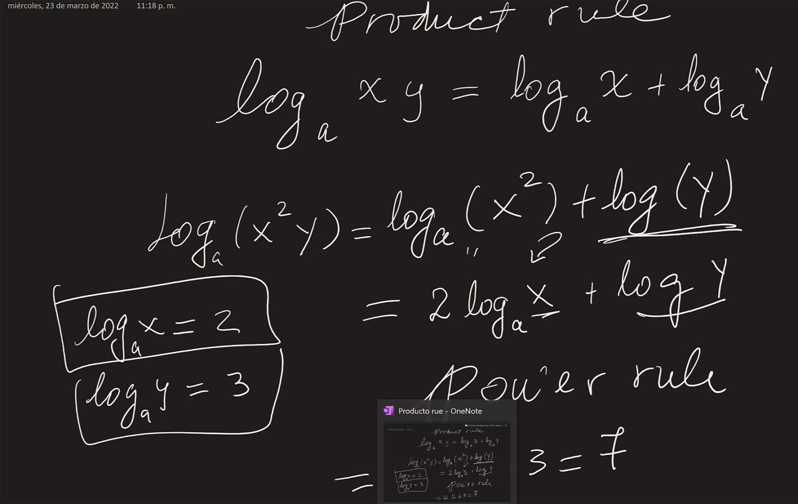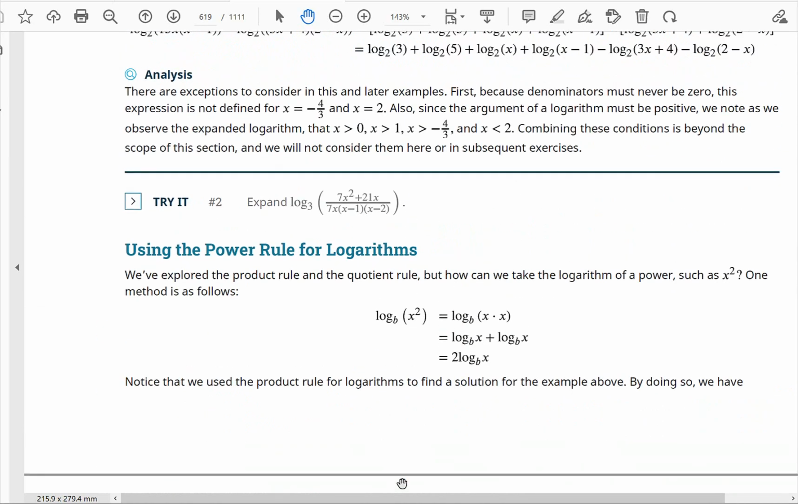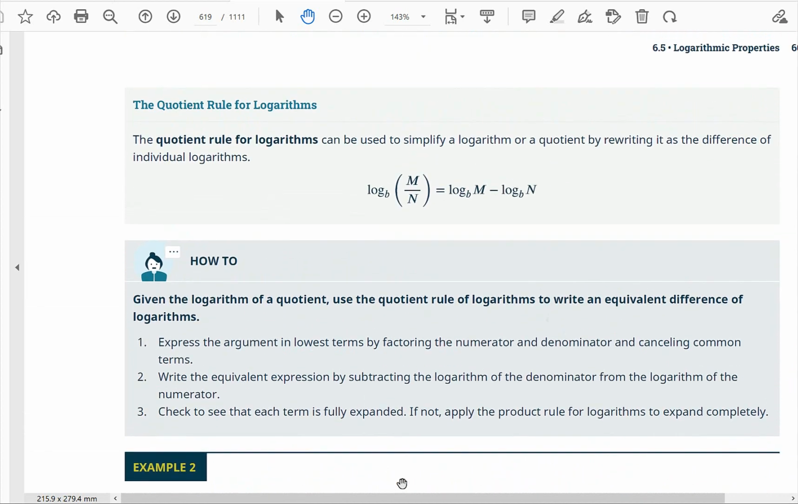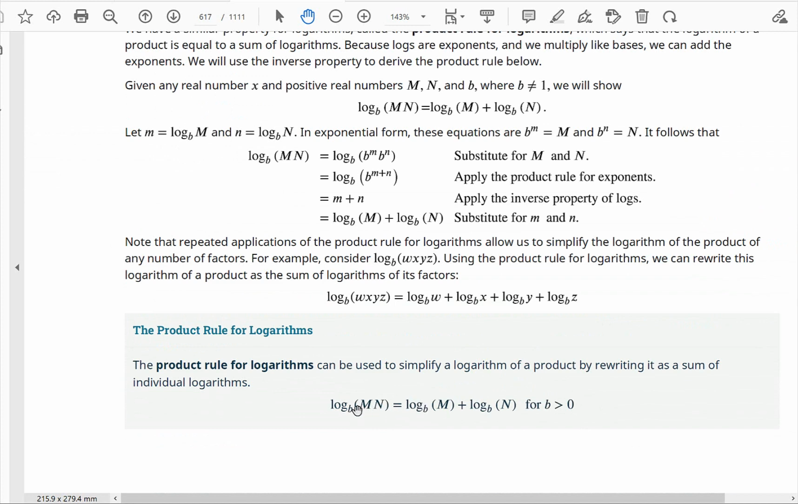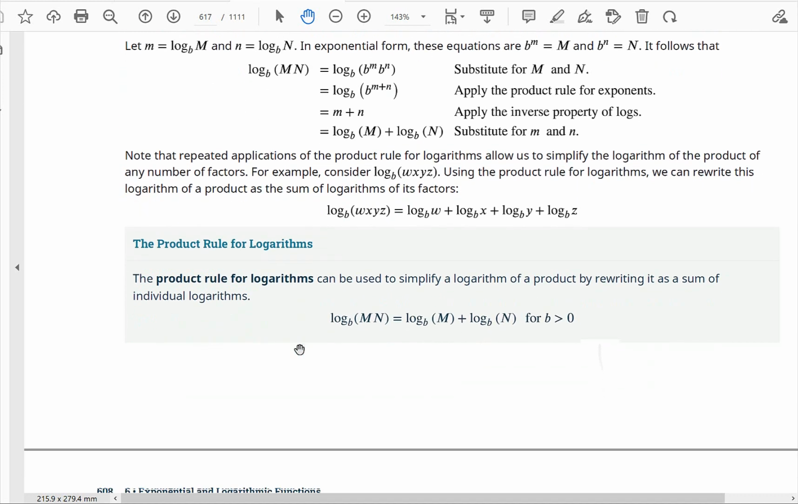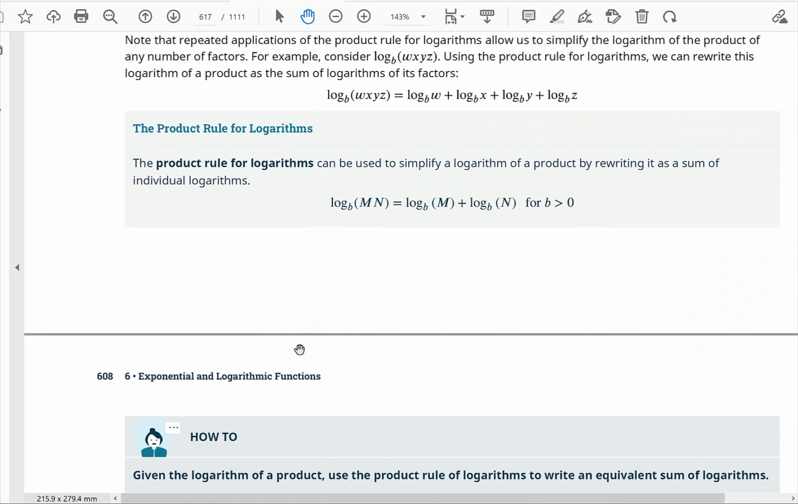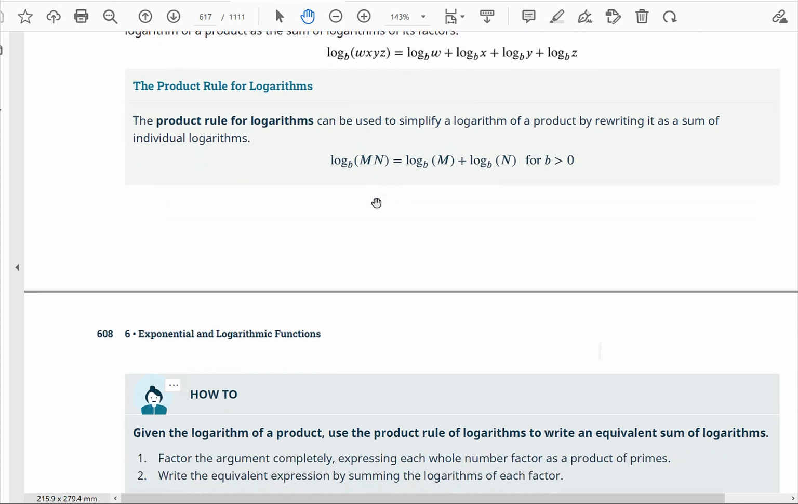There are other rules. Let's review here. Remember, when you have the product rule, you have the log of a product and change it to addition, taking the log of each of the elements of the product, but changing multiplication to addition. The product rule is for multiplication, for products.